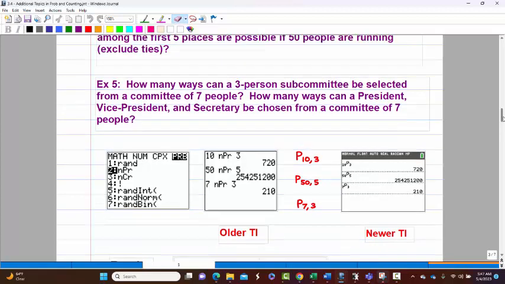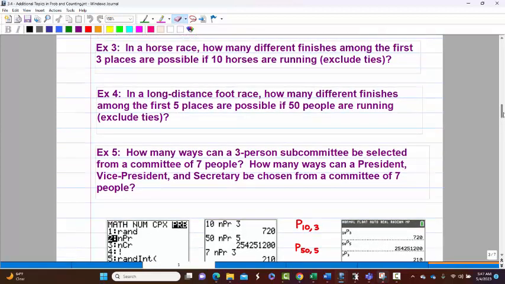It's just a fancier way to present it. In a long-distance foot race, how many different finishes among the first 5 places are possible if 50 people are running, excluding ties? Okay, in a race, order would matter, obviously. So how many ways can you get 5 different finishers in the top 5 out of 50?